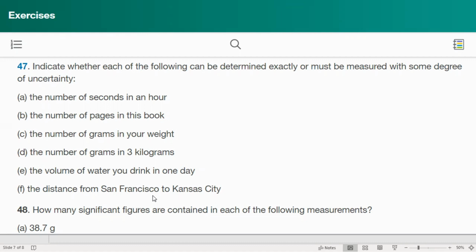E, the volume of water you drink in one day, that is uncertain. It's measured with some degree of uncertainty. F, the distance from San Francisco to Kansas City is the same thing. It's measured with some degree of uncertainty. And what I just said agrees with the answer key, thankfully.